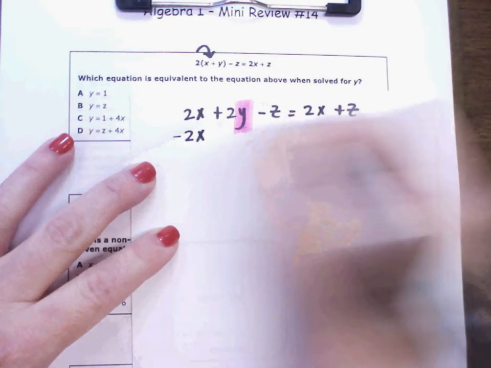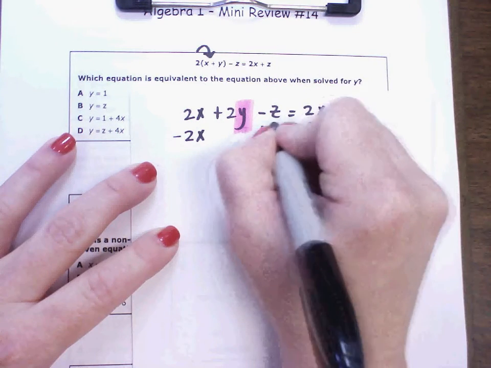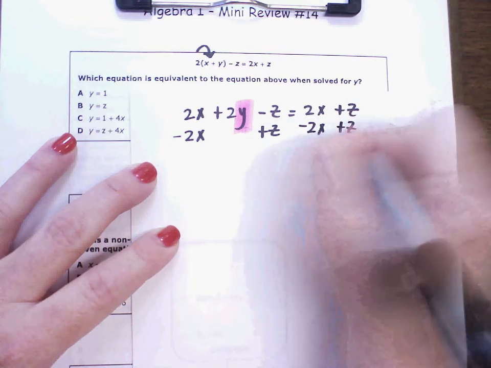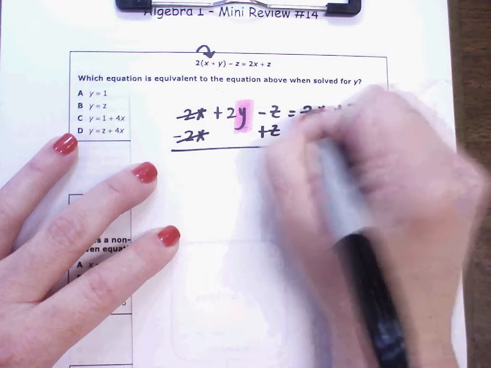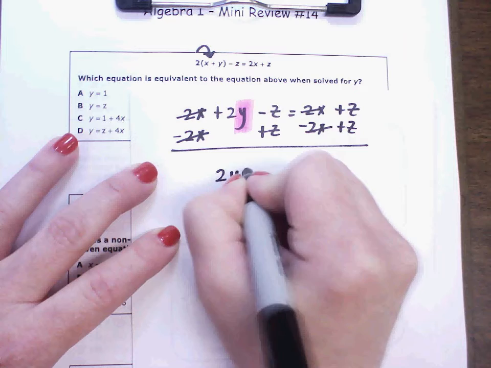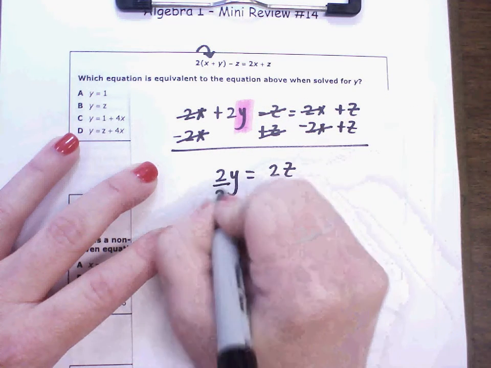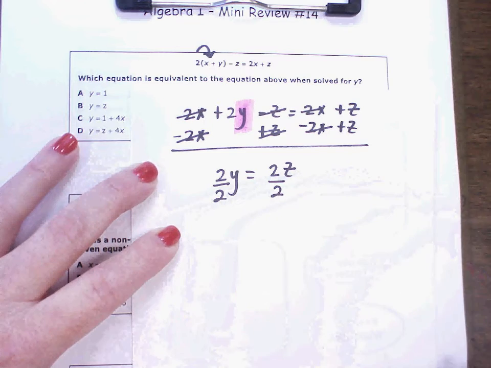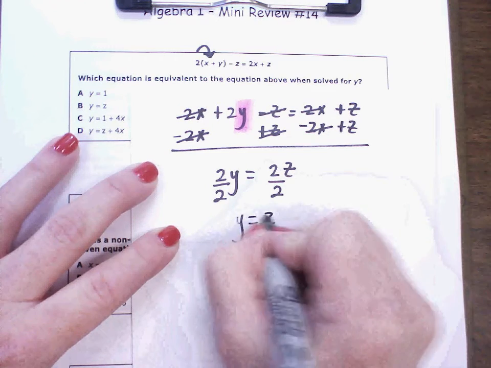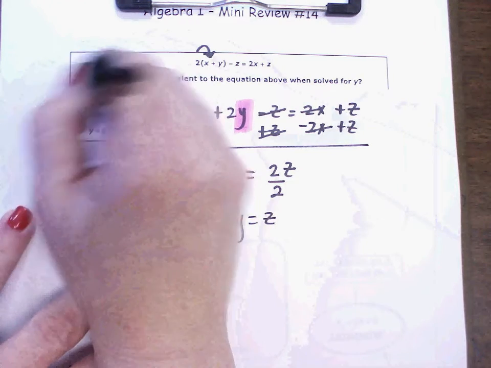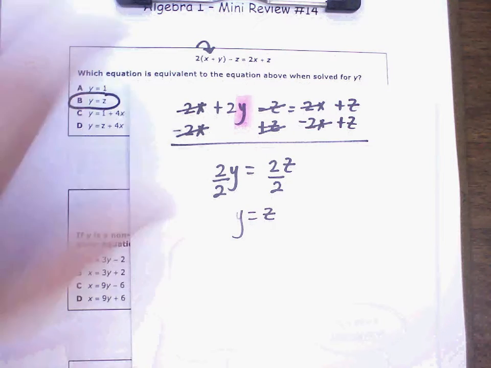Alright, so I'm going to do minus 2x plus z. That cancels, that cancels, 2y. Equals 2z. And then divide by 2. And y equals z. So the correct answer was B. Alright, next one.